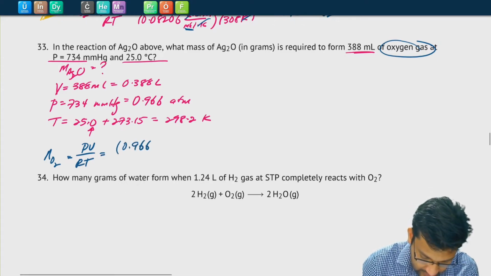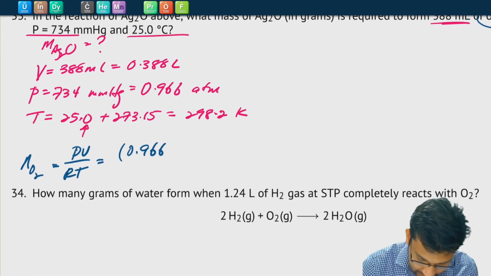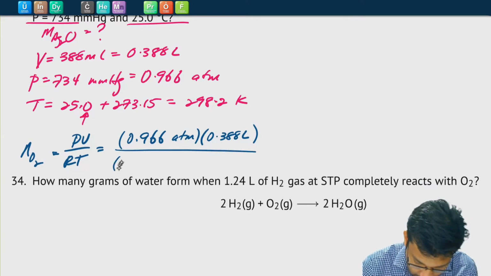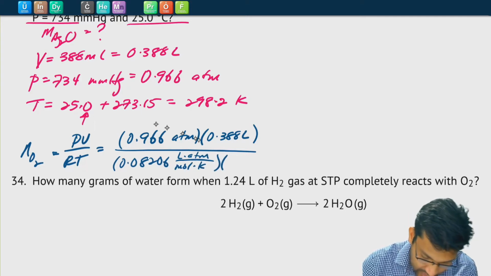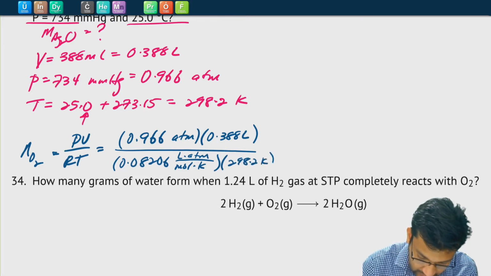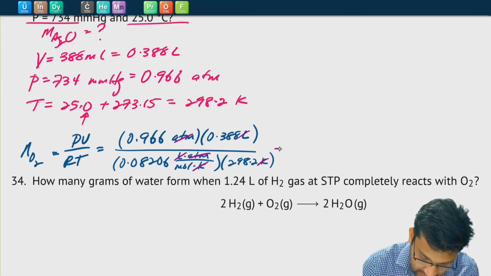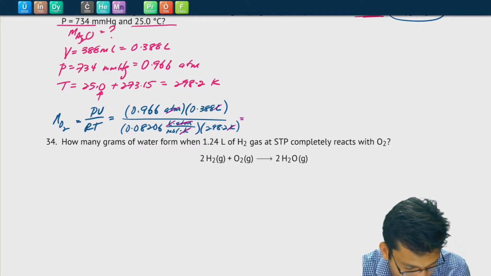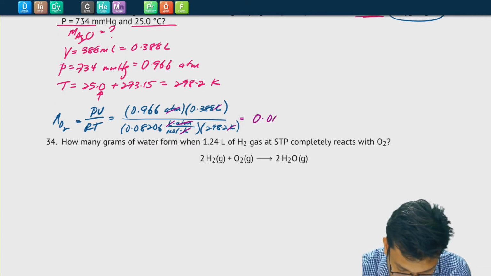So P is 0.966 atmospheres. V is 0.388 liters. R is always 0.08206 liters times atmospheres divided by moles times Kelvin. And temperature is 298.2 Kelvin. So for cancellations, we got liters with liters, atmospheres with atmospheres, Kelvins with Kelvins, and the number of moles of oxygen turns out to be 0.0153 moles.